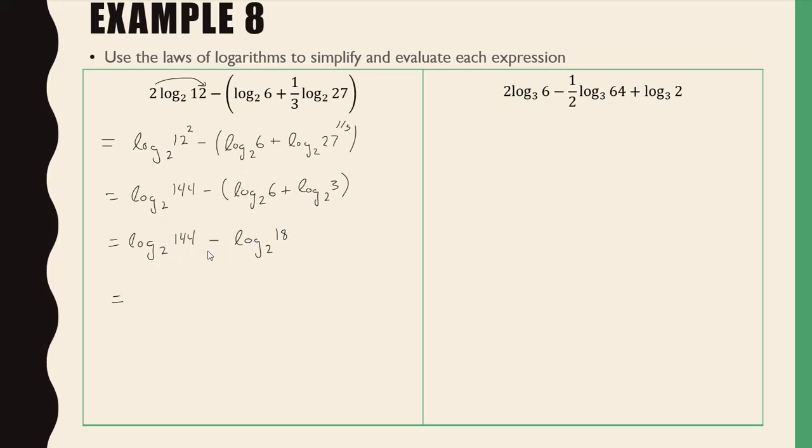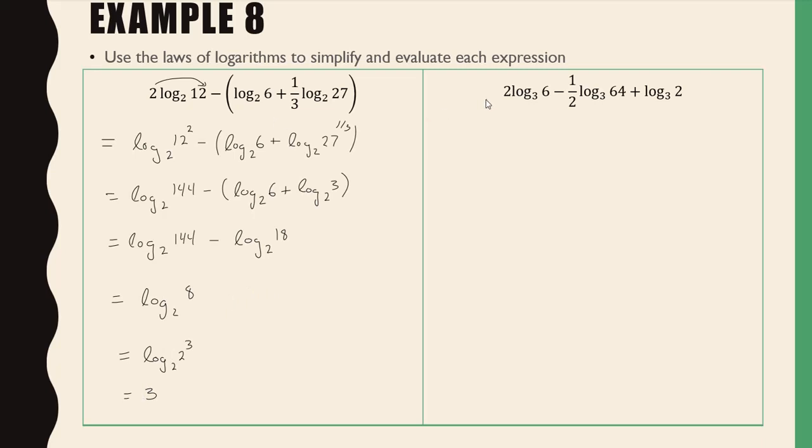Now we can use the quotient law. So we're going to divide 144 by 18. Base stays the same, and we get 8. And the base is 2. And here, I can actually write 8 as base 2. So log base 2 of 2 cubed. And when the bases are both the same, then we have our exponent as our answer, so we get 3.